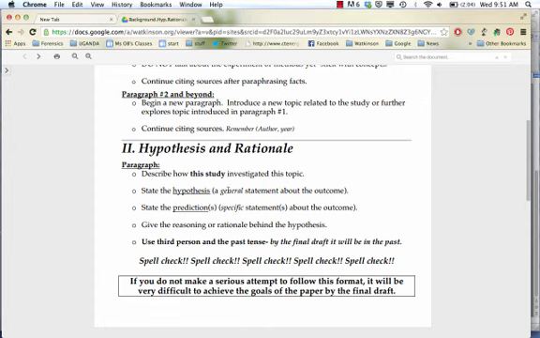State your hypothesis, the general statement of will something affect something. And then the specific prediction is how it will affect it. And then give your reason. And hopefully you have a source.